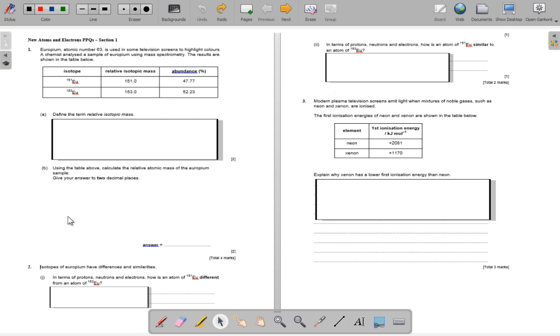Okay, this is the Atoms and Electrons past paper questions, section 1. This is the second video I've done on Atoms and Electrons past paper questions. So, I have some percentage abundances of europium, and you have to find the relative atomic mass and define the term relative isotopic mass. I'll give you 5 seconds to pause the video and have a go at the question. Come back when you have done the answer.